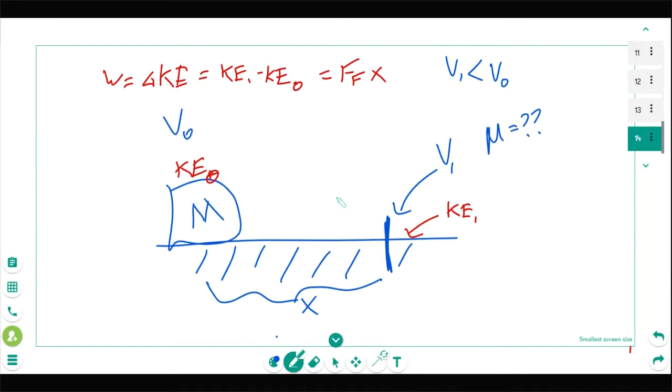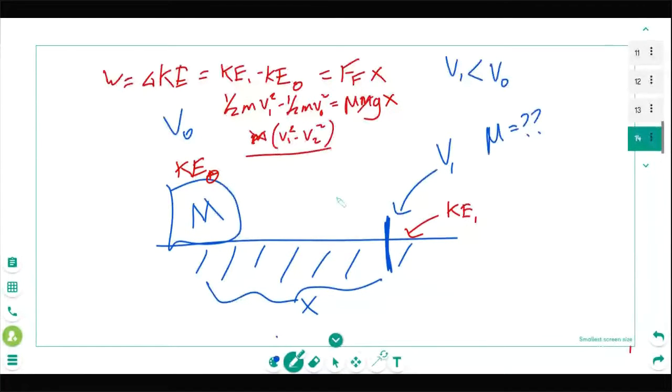So we're trying to find mu here. So this will be 1/2 m v1 squared minus 1/2 m v0 squared equals mu m g x. Now all we have to do is solve for mu. The m's disappear. So (v1 squared minus v0 squared) over 2gx will equal mu. And there is my coefficient of friction for that particular rough surface.